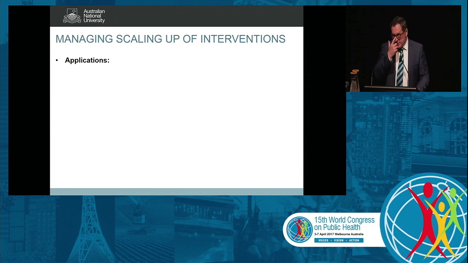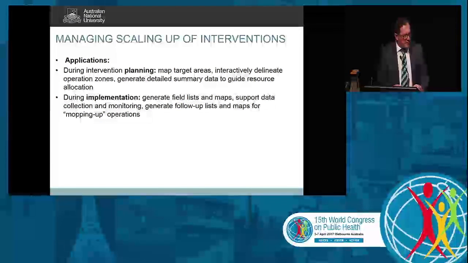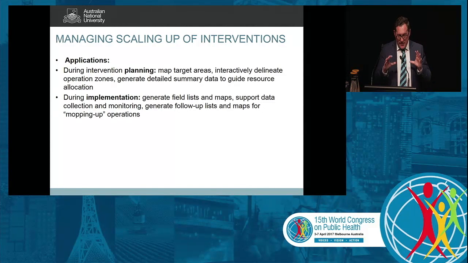The second module of the spatial decision support system is for managing the scaling up of interventions, in particular for the planning of the activities of intervention teams, whether they be people going out to deliver bed nets or going out to do indoor residual spraying. And then tools that are available during the actual implementation. So these will be maps of households that a particular spray team or a particular bed net distribution team will visit, a list of households that those people will then visit during their day.